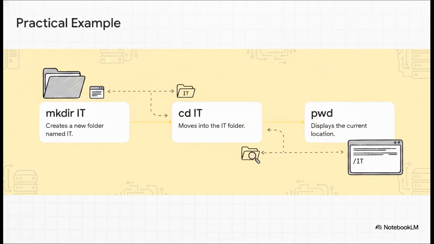Step 1, you type mkdir it and hit enter. Boom, the folder is created. Step 2, you type cd it to change your directory and step inside that brand new folder. Step 3, you type pwd to print your working directory. The terminal will then output your path ending in /it, proving you successfully navigated the tree.